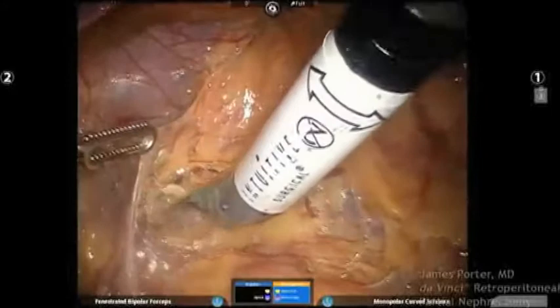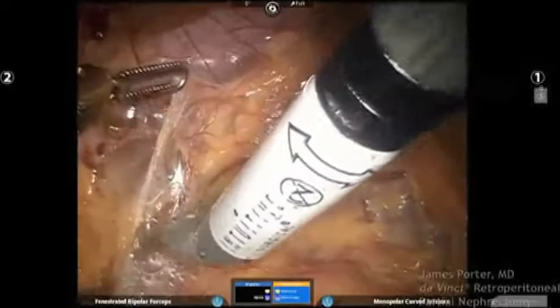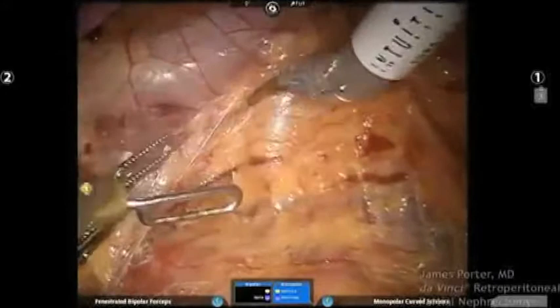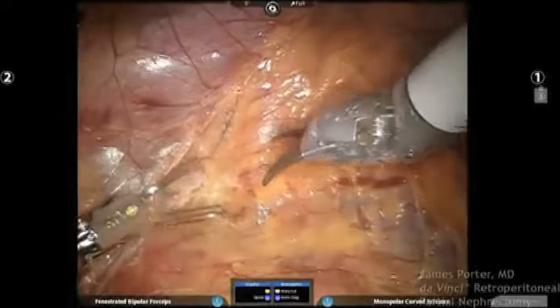You can see for the audience also that the role of the bedside assistant is really crucial in order to help him in retraction. You can see how the bedside assistant is using the sucker to help elevate and keep the tissues on a little bit of traction in order to aid in the dissection.